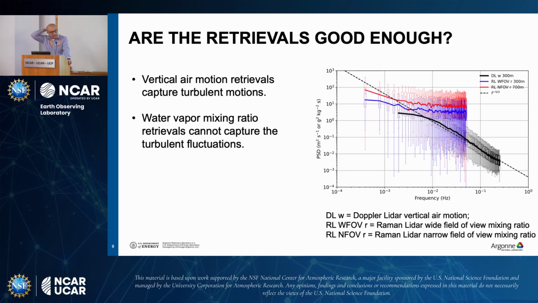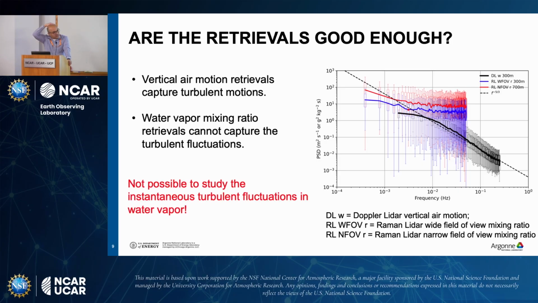Just cannot do. So unlike some previous studies, not mine, some other people, they have done profiles of latent heat flux by combining data from vertical velocity, from the Doppler Lidars, and the water vapor from the Raman Lidar. We cannot do that for this case, right? So that's a problem. So almost a year plus of work, and we are on the other side of the result here. It's not possible for us to study fluctuations in water vapor mixing ratio.